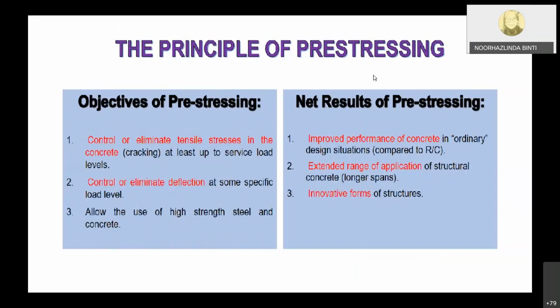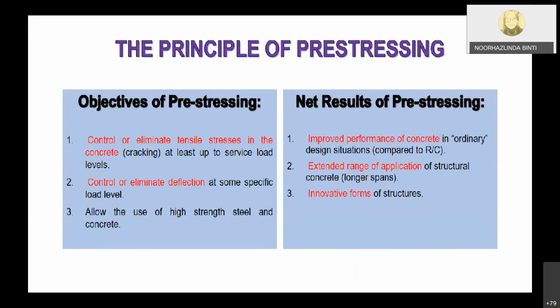So I move to the next one. What is the objective of pre-stressing? Of course, you want to eliminate the cracking. That's the main reason, because that's the main problem of concrete. It's to eliminate the cracking, and in other words, to eliminate the tensile stress, at least up to the service load levels.